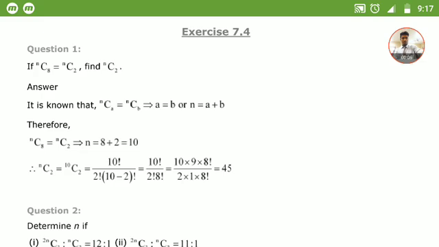It's exercise 7.4. So nCr's basic formula is factorial n divided by factorial r into factorial n minus r. Just factorial r gets included in the denominator. Rest of it is the same.